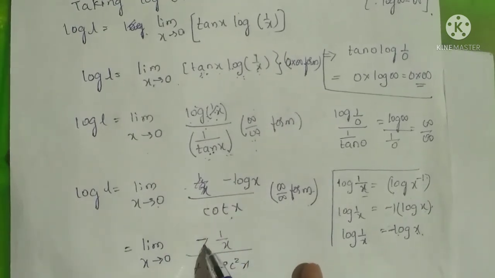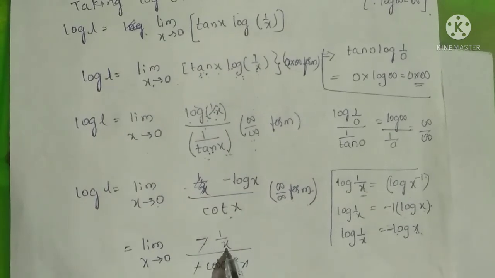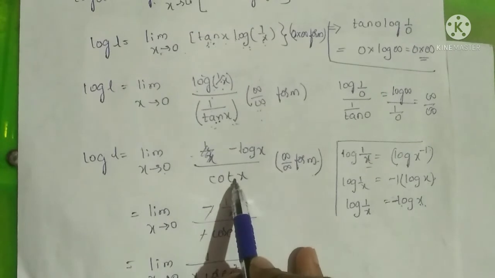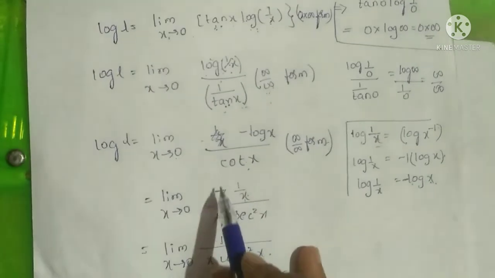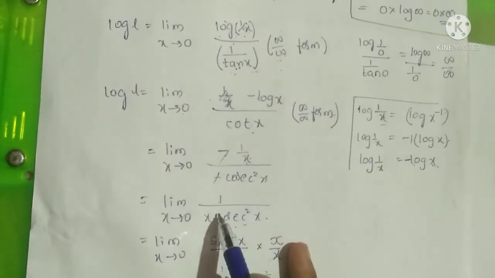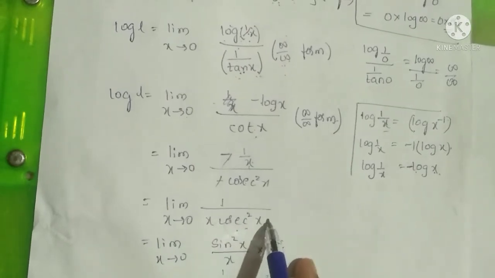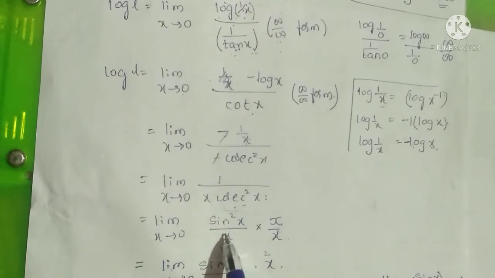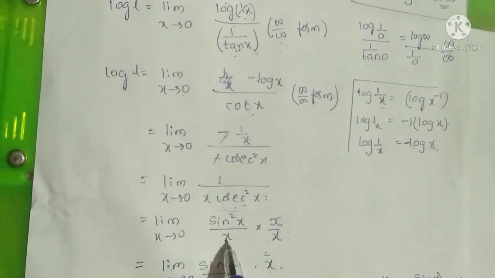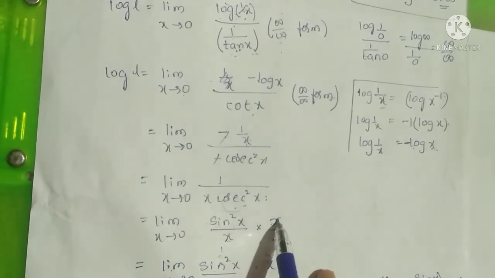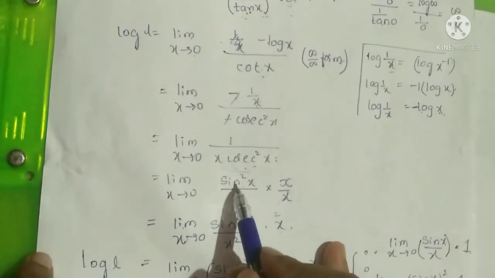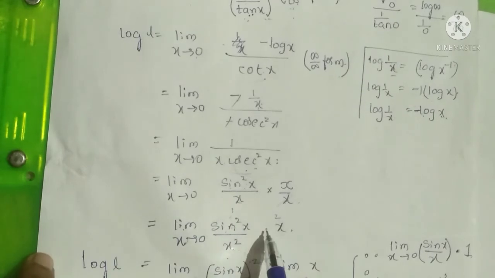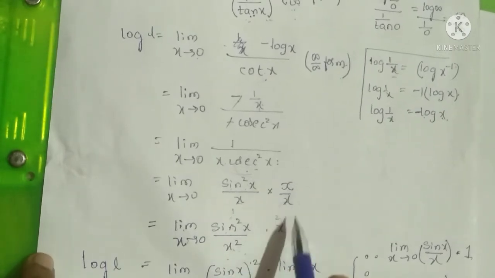Minus as it is here, log x differentiation is 1 by x, cot x differentiation is minus cosecant square x. In the numerator and the denominator the minus sign gets cancelled, 1 divided by x into cosecant square x. 1 divided by cosecant square x is sin square x. So sin square x by x. For our convenience, we'll multiply and divide by x. So it becomes sin square x numerator as it is, x into x is x square, and the x in the numerator remains as it is.